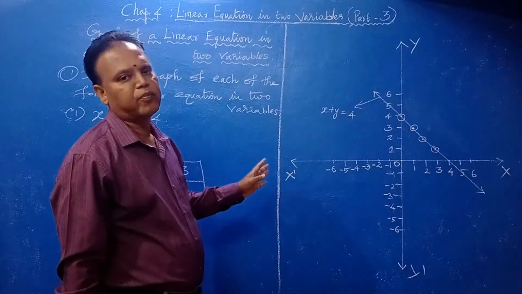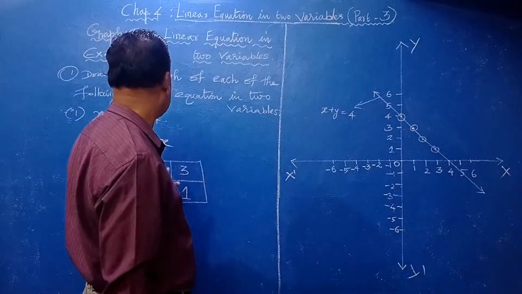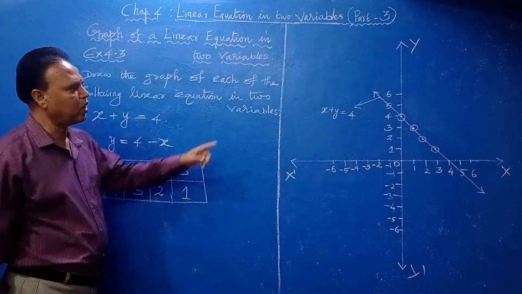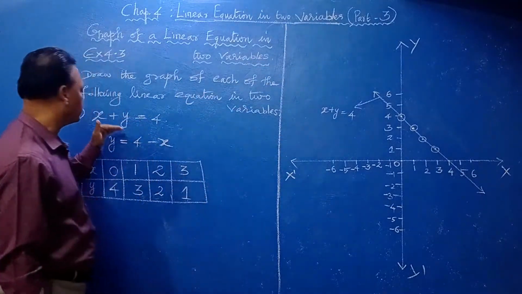So, this is a very, very important question. They may ask in 3 marks or 4 marks. So, very important. Clear? So, you have to find out the solution. Then plot the points, then you join all the points, means you will get the graph of this equation.